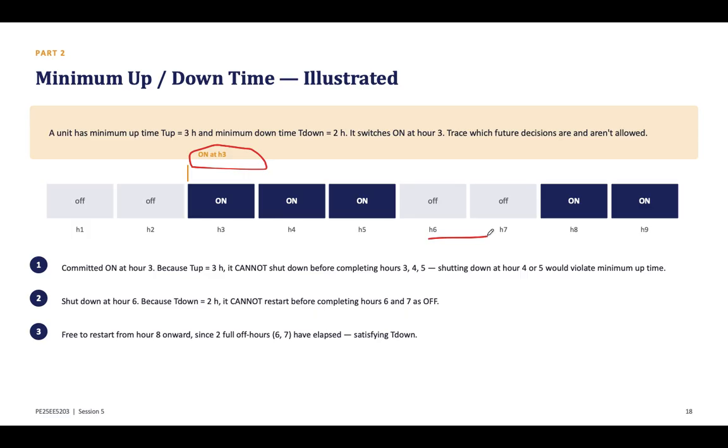See, the timeline also reveals why minimum time constraints are path constraints rather than simple state constraints. Two schedules can reach the same on-off state at hour 6 but have different feasibility in hour 7 if the unit has been on for different durations. A rigorous state definition may therefore need to encode duration information, not merely the current on and off vector, right?